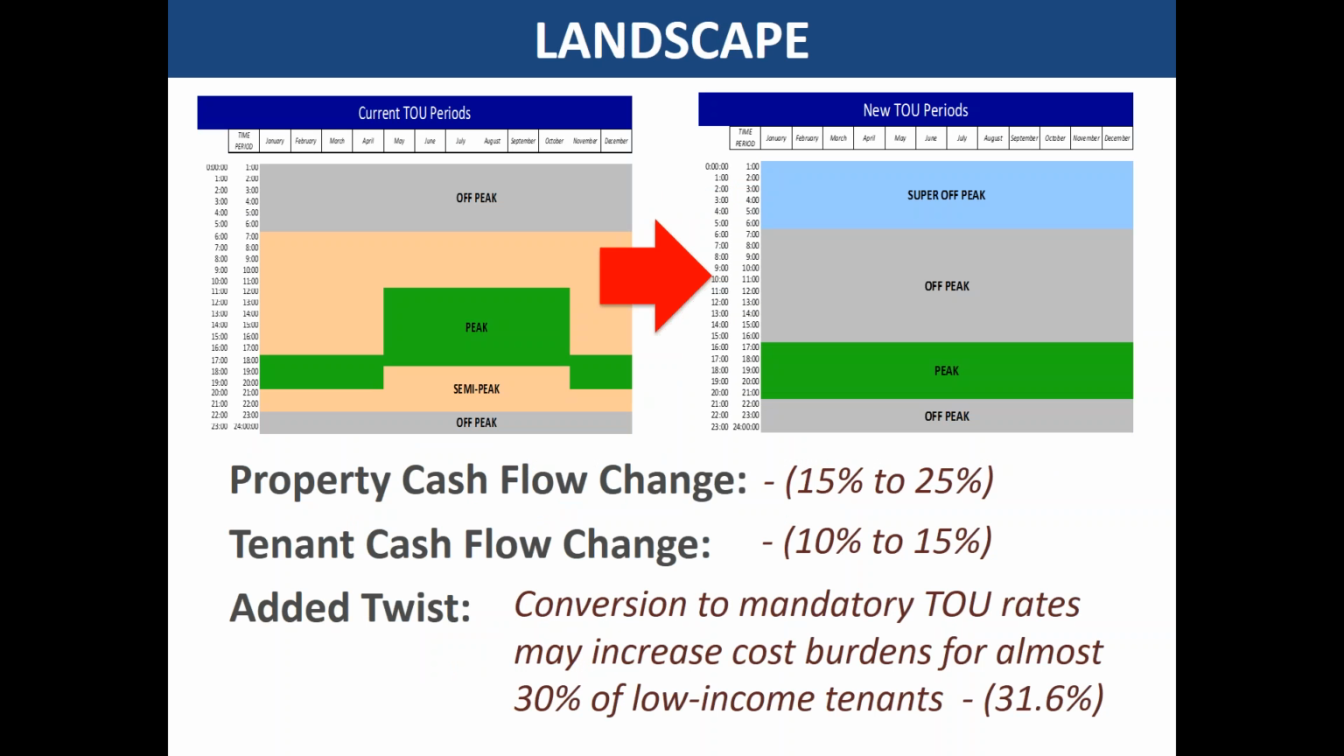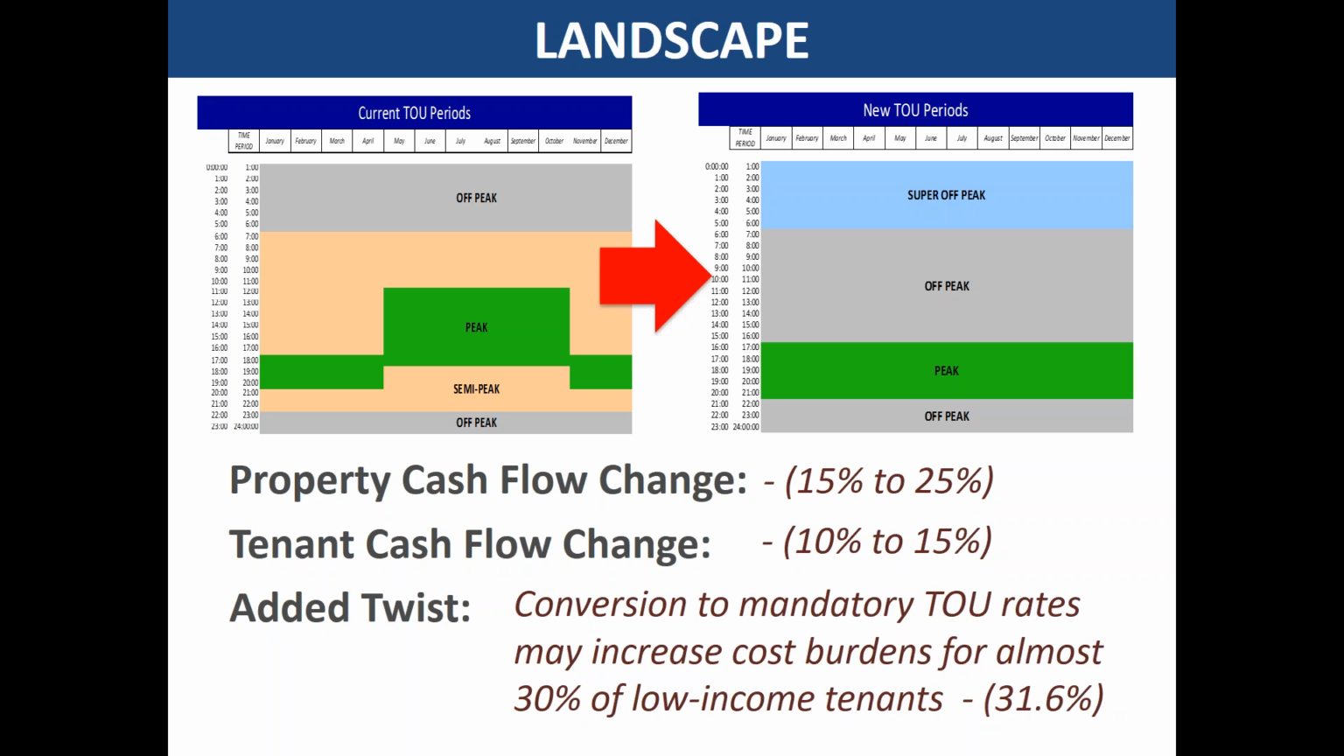To recap from Seth's overview, we found that the property cash flows are certainly adversely affected by some of these utility TOU changes. We've modeled a number of utility rate structures, and the impacts we saw ranged from a 15 to 25% reduction in energy savings levels. On the tenant side, the reductions were lower, as Seth pointed out, but broadly in the range of 10 to 15%.